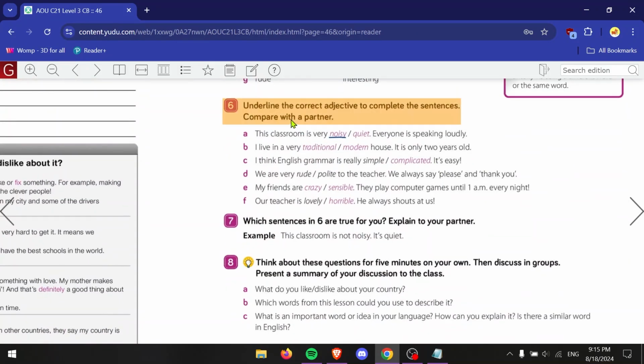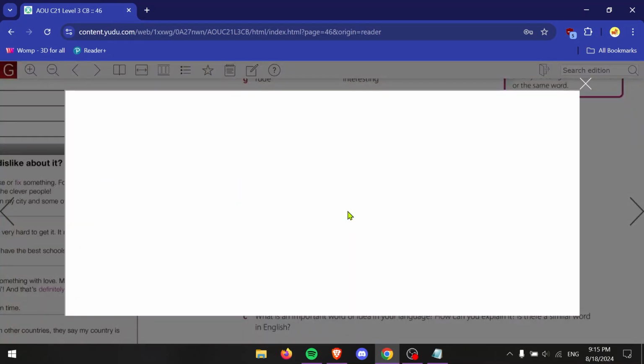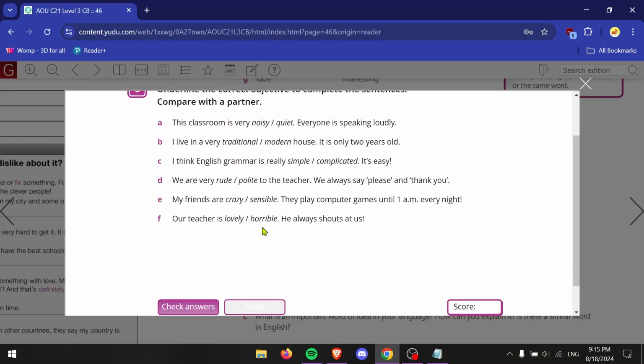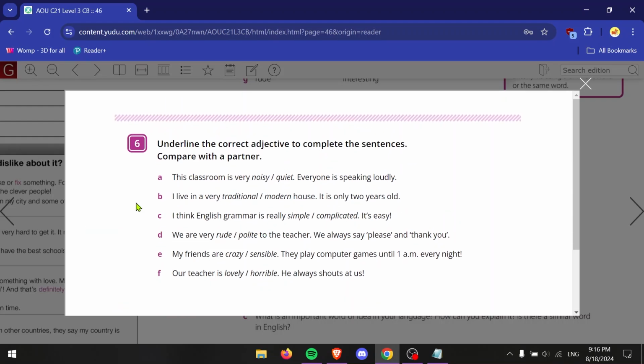Now, let's go to exercise 6 here. See what we have. Underline the correct adjective to complete the sentences. Okay. So we have different adjectives to complete each sentence. I'd like you to pick one for each.